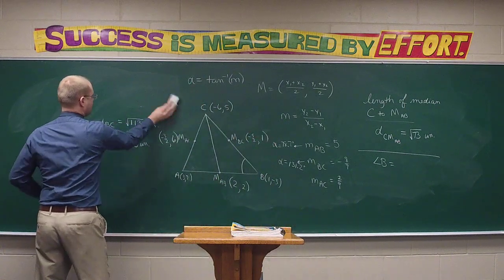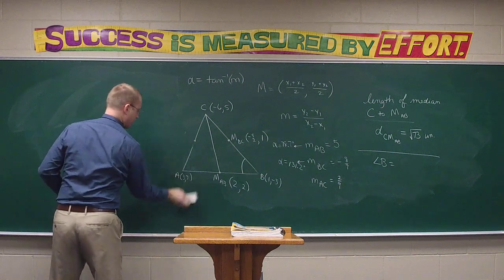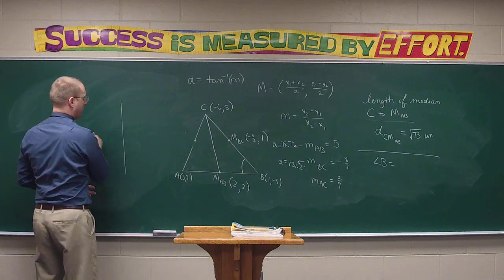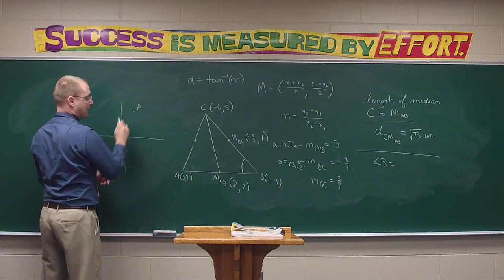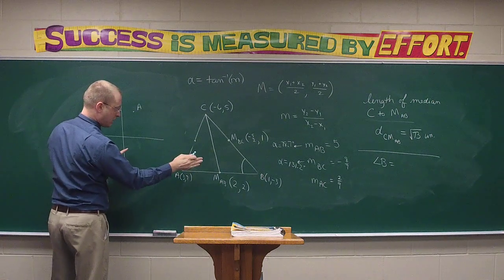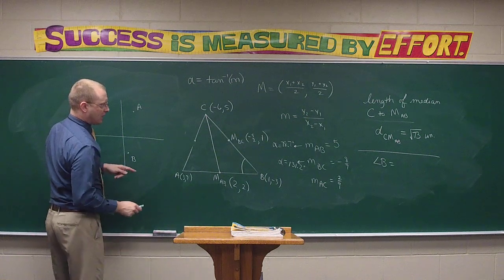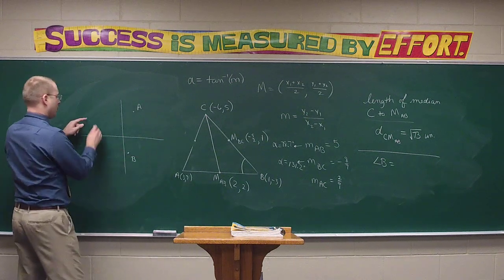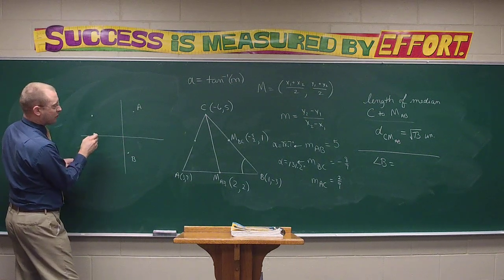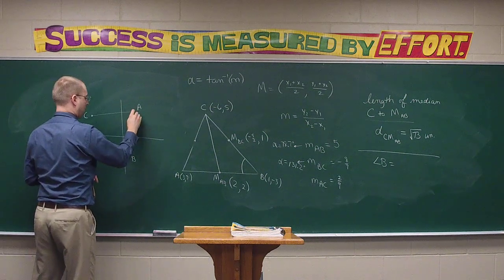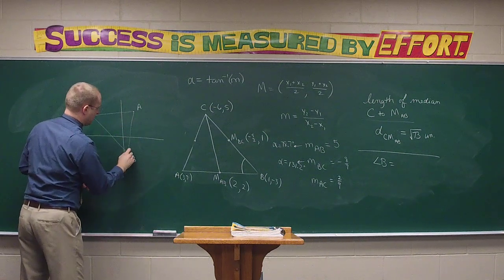I'm going to go and erase my distances here to give myself a little bit of room. But I'm going to say, okay, let's actually put A approximately where A would be. Let's put B right about where B would be. And let's put C about where C would be.